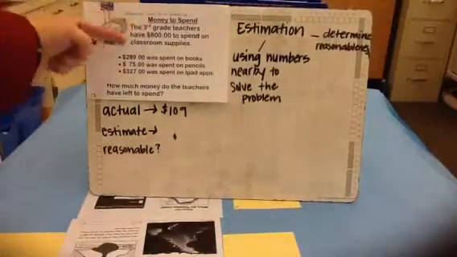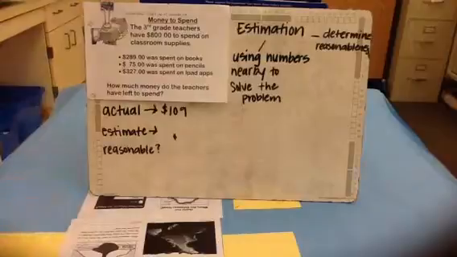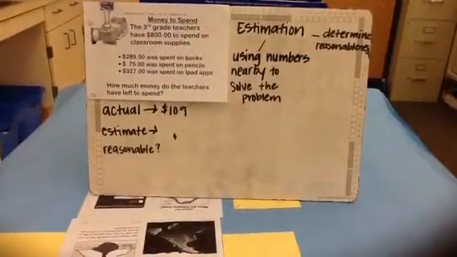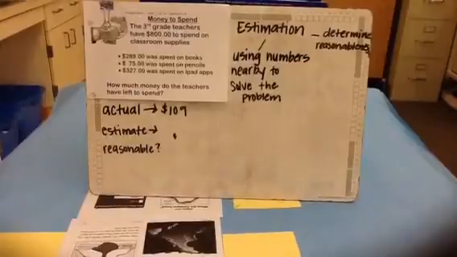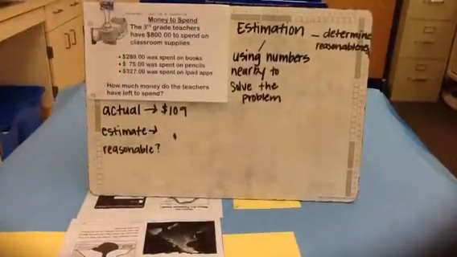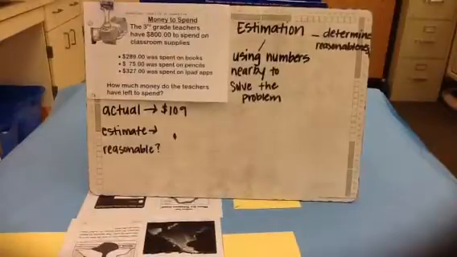So here we have these numbers that we'll be using, and when we are estimating, we are using numbers that are nearby these numbers. And when we estimate, we get an answer, and it helps us determine if the actual answer is reasonable. So it's important to note that if you have a word problem, you can solve it and get the actual answer, and then solve it with estimation and compare them.